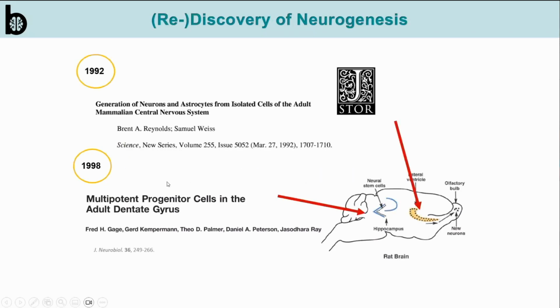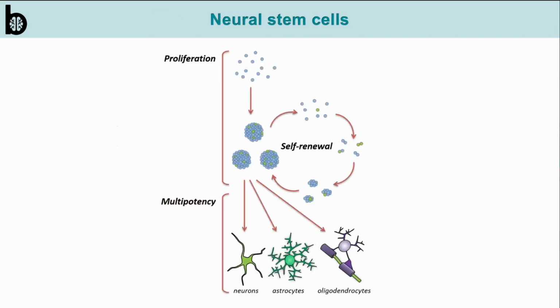And so only in the 90s, what I used to call the rediscovery, there were two seminal papers showing that neurogenesis really occurs in adult brains in two specific regions, the ones that we call neurogenic niches. And these two neurogenic niches have neurostem cells. So what are neurostem cells? They are stem cells that, like other stem cells, have the capability of proliferation and self-renewal, and they are multipotent. This means that they can give rise to neurons, astrocytes, and oligodendrocytes.